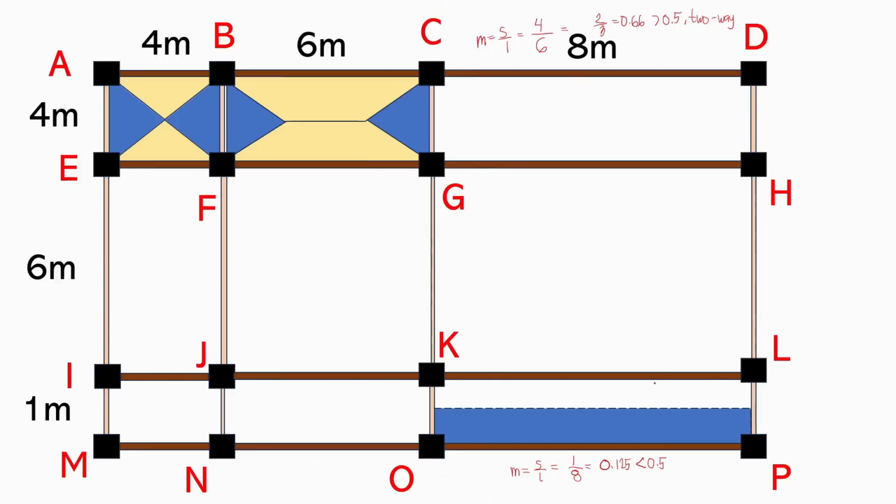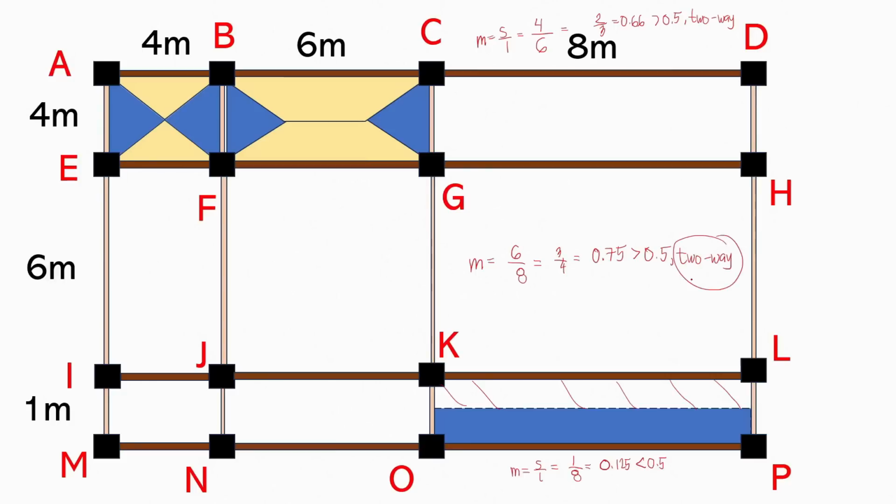And then, sir, what if I will consider KL? We have to check the m for this adjacent slab and also the m for this other adjacent slab. Now, for this adjacent slab, we already know that we will just be considering half of the slab because m is lesser than 0.5. So, for this side, we will just consider half of it. And then for this panel, we will be considering another m. So, our m for this one will be, our S will be the shorter span, which is 6, and then our longer span is 8. 6 over 8 will reduce into 3/4, which is 0.75. Now, this is greater than 0.5. And so, this will be two-way.